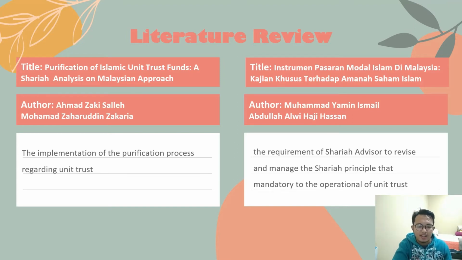For the second literature review, the article title is Instrumen Pasaran Modal Islam di Malaysia, Kajian Khusus Terhadap Amanah Saham Islam. It is written by Muhammad Yamin Ismail and Abdullah Alwi Haji Hassan. In this article, it is stated about the requirement of the Sharia advisor to advise, revise and manage the Sharia principles that are mandatory to the operation of unit trust.